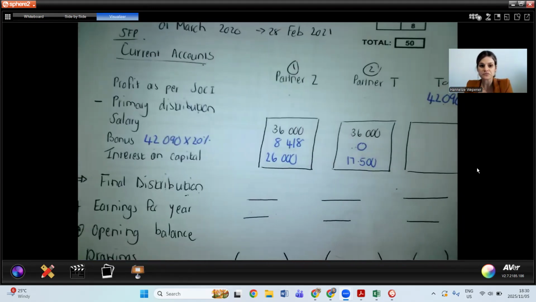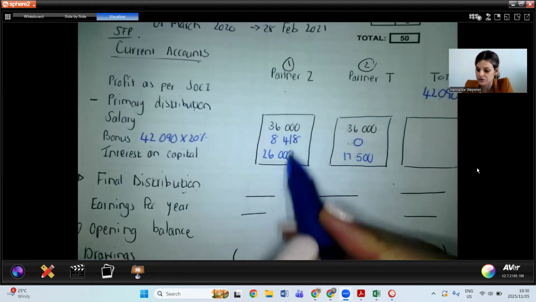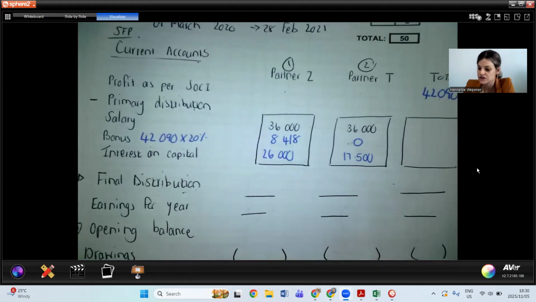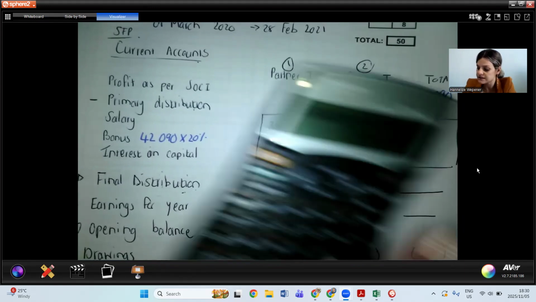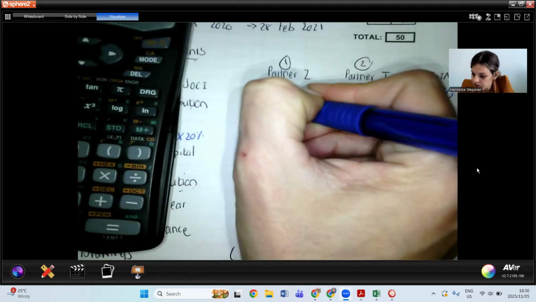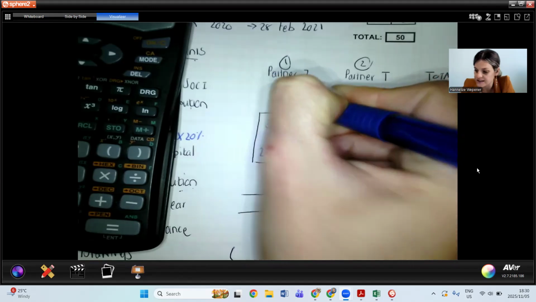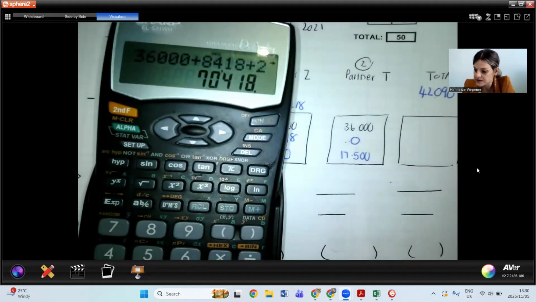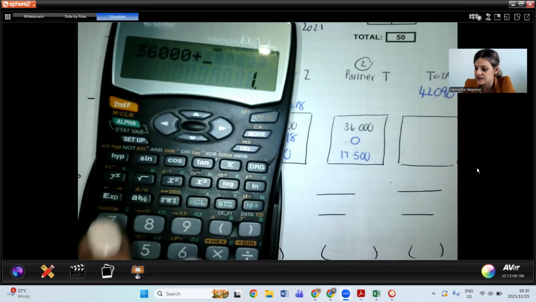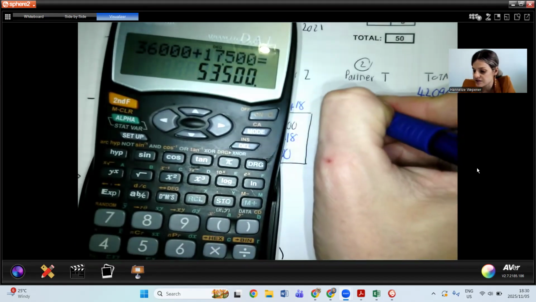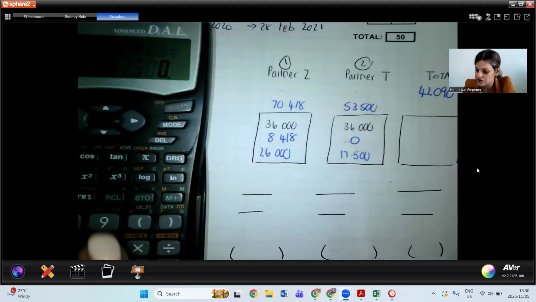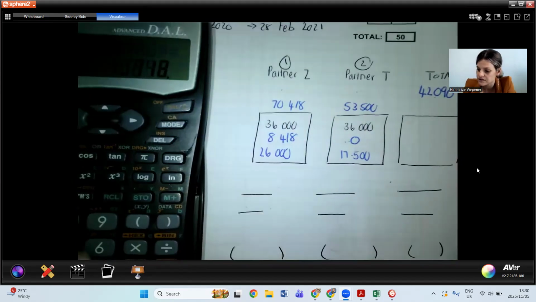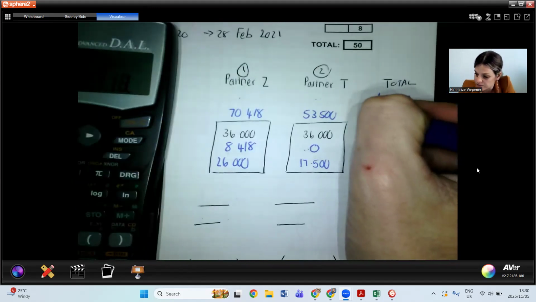Okay, so now what we have to do is we now have to add all of our primary distributions to get our total primary distribution per partner. 26,000 plus the rest gives 70,418. Then for the other one, 36,000 plus 17,500, and that is 53,500. So add the two together to get to your total.